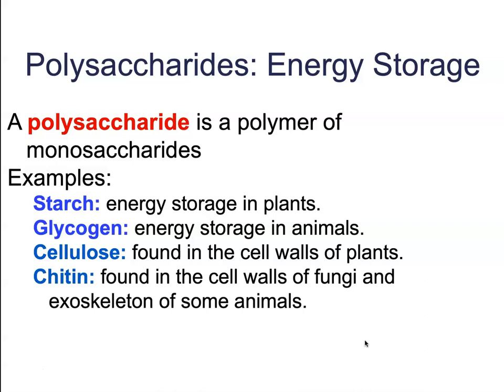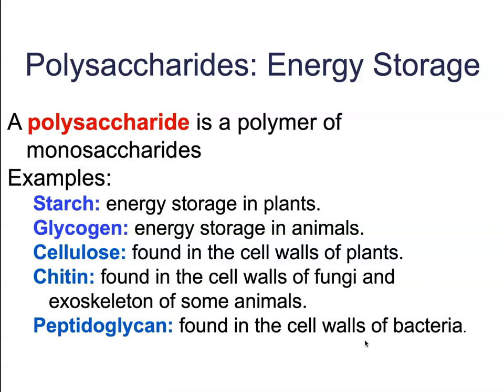Chitin is how animals and funguses use carbohydrates for structure. Peptidoglycan is also a structural molecule found in the walls of bacteria. So I would like you to know this information, be familiar with the various types of carbohydrates, what their purpose is, whether they are used for energy storage or structure, and then whether they're found in plants, animals, funguses, or bacteria.